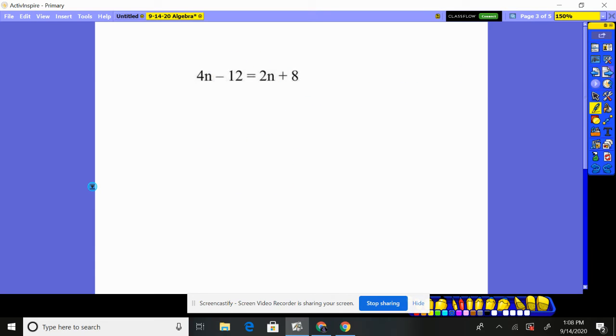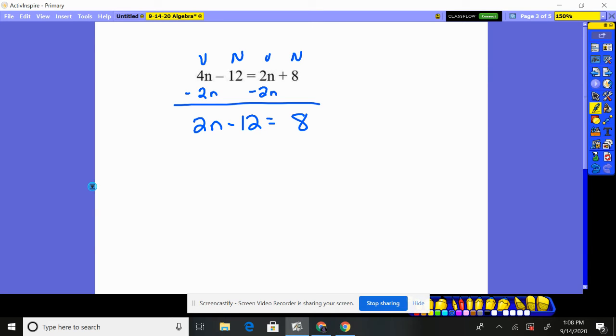All right, again, variable minus a number equals variable plus a number. So let's get all variables over to one side. Well, 2n or 4n, who should we move? I'm going to move my 2n. I'm going to subtract 2n from both sides of the equation. That'll give me 2n minus the number 12 equals the number 8.